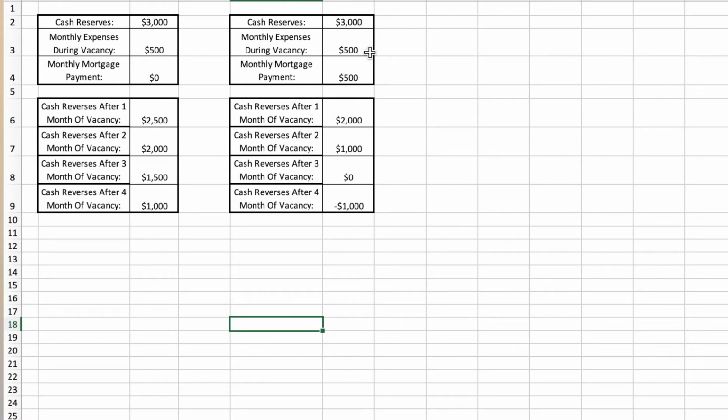The $500 that you had to spend per month in the previous example still applies, but you additionally have to pay your monthly mortgage payment, which let's assume is $500 per month. After the 4-month vacancy, you had to spend $4,000 on expenses and mortgage payments, but you only had $3,000 in cash reserves. Clearly, this example shows that having a monthly mortgage payment on a property increases the expenses of that property, and therefore I think it should be taken into account when determining how much cash you have on hand.